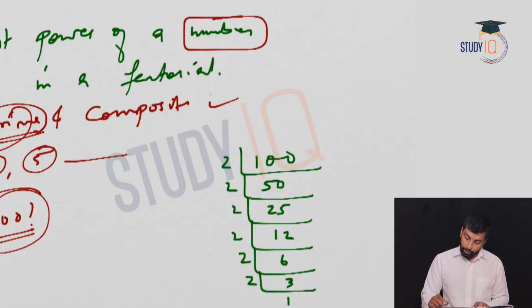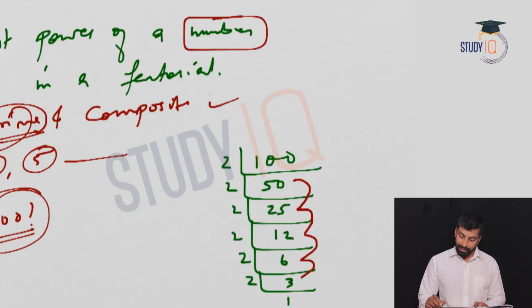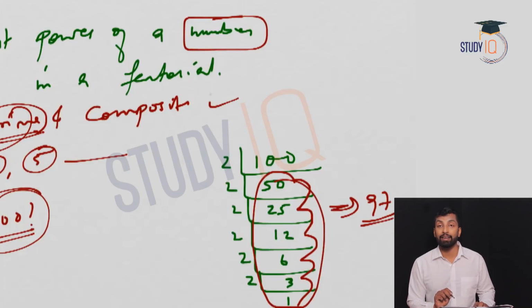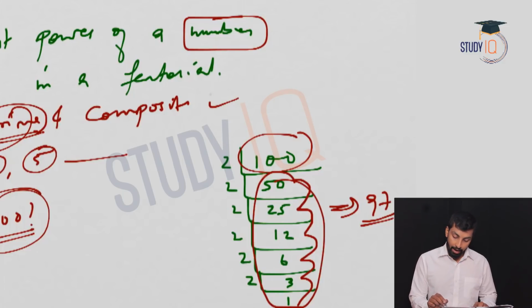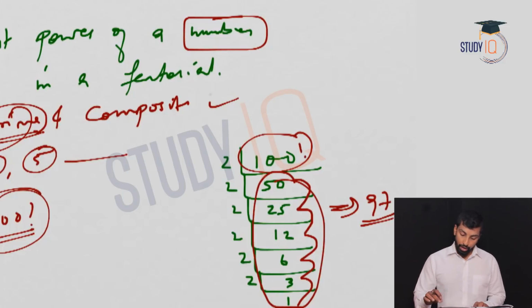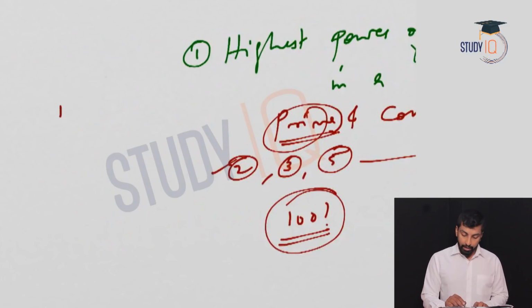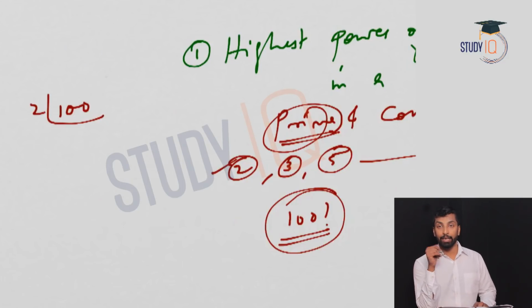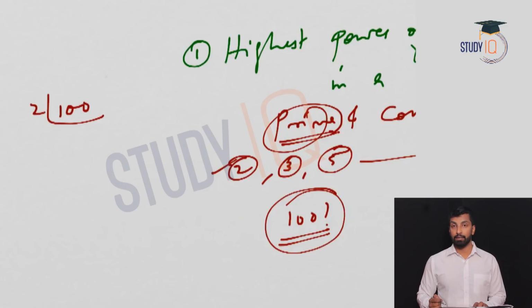Now, what all things you got here? 50, 75, 87, 93, 96, 97. You add everything, you got 97. What does this mean? 97 2's are there in 100 factorial. So how are you finding it? It's very simple. 100 factorial, how many 2's are there? You divide by 2 continuously till you get a number less than 2, and add all the quotients that you got.